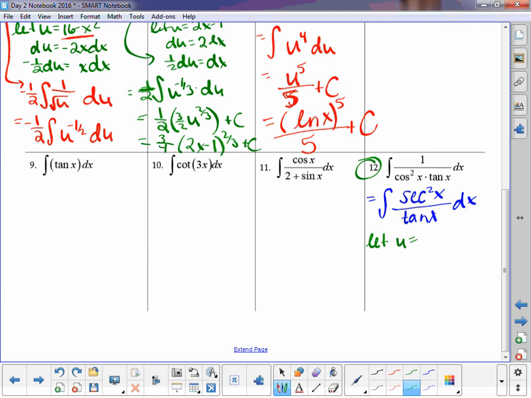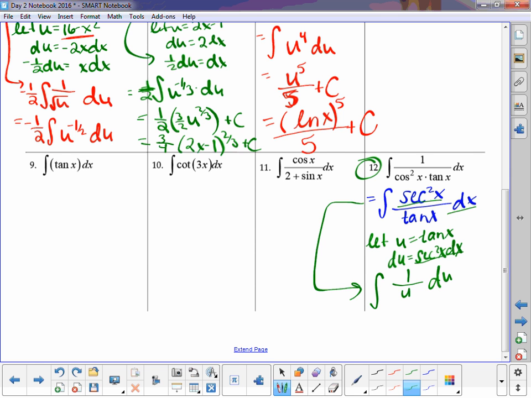So are you guys okay if we let u be tangent then? Yeah, let u be tangent. What is du? Secant squared x dx. Your heart shall be palpitating, so excited that secant squared is there. Do I need to change bounds? Do I need to do anything else? No, we've got secant squared dx represented. All right, so we would have secant squared dx is just du. There's nothing left on top. And then tangent x is u. So the integral of 1 over u du.